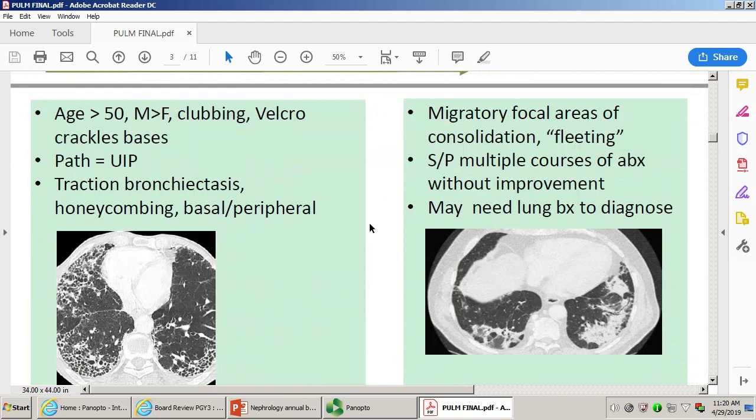So now our green guys are kind of idiopathic etiologies, which the most common one tested is going to be idiopathic pulmonary fibrosis here on the left. So it's usually an older individual, males, clubbing, they'll have Velcro crackles in their lung fields.